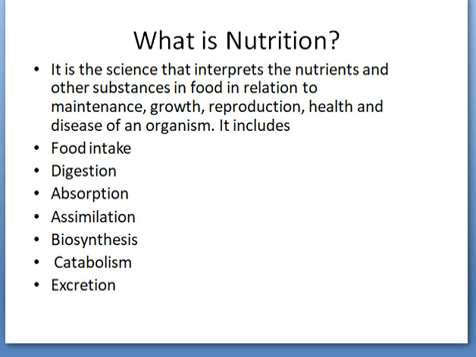So, first, what is nutrition? It is a science that interprets nutrients and other substances in food in relation to maintenance, growth, reproduction, health and disease of an organism. It starts from food intake, then digestion, then absorption, then assimilation, then biosynthesis, then catabolism, and then excretion.